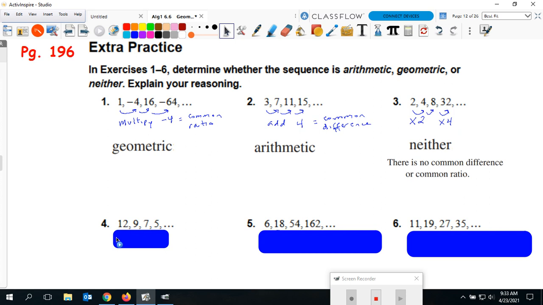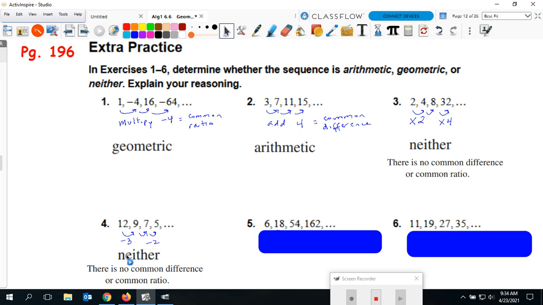All right, so hopefully you've got an answer there for 4, 5, 6. You've looked at these and seen if they're going to be geometric, arithmetic, or neither. On this one, we had 12 to 9, 9 to 7, 7 to 5. So it looks like we are subtracting 3 from 12 to 9. But then when we go from 9 to 7, you're not subtracting 3, you're subtracting 2, and you're subtracting 2 there. So there's no common difference, there's no common ratio either. So this would be another neither.